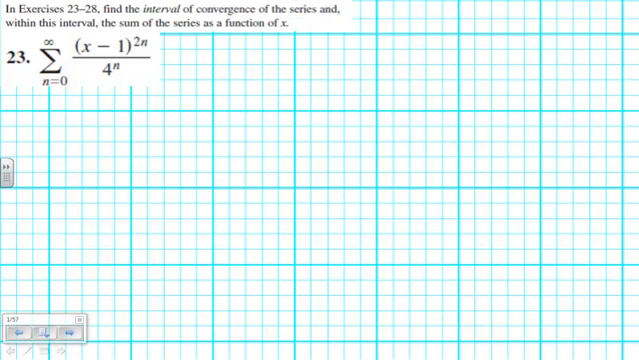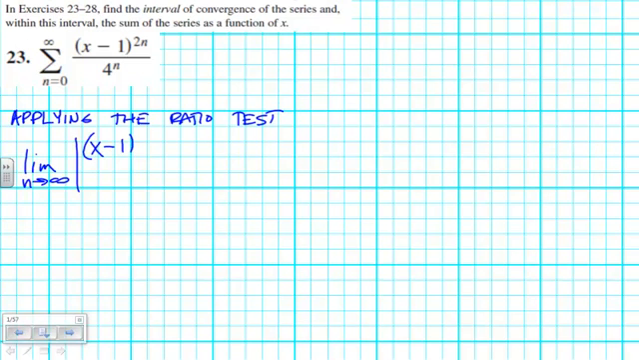All right. So, applying the ratio test: limit as n approaches infinity of the absolute value of (x minus 1) to the 2 quantity n plus 1, over 4 to the n plus 1, on top, and (x minus 1) to the 2n over 4 to the n on the bottom.